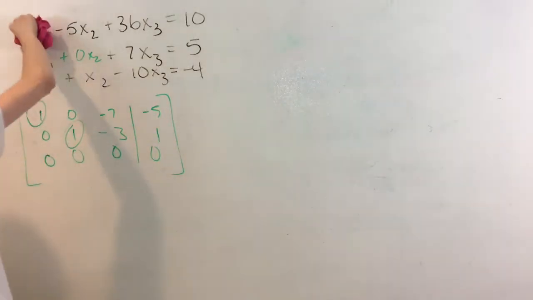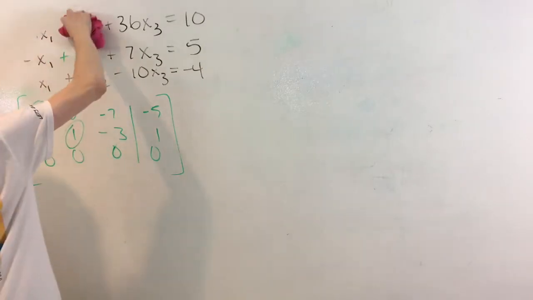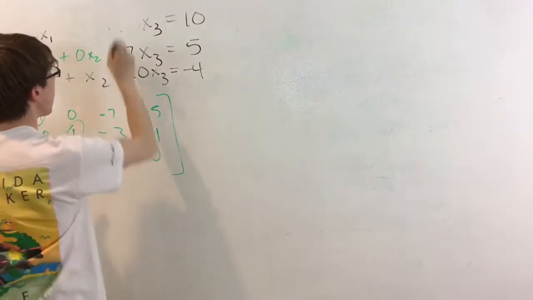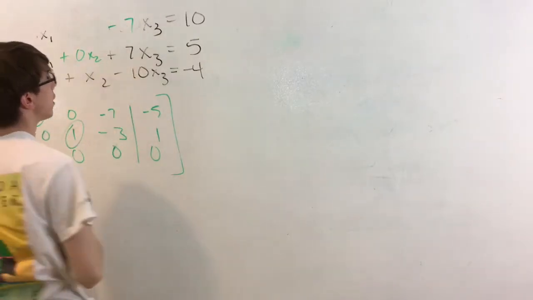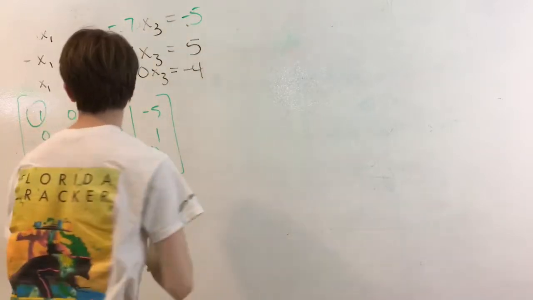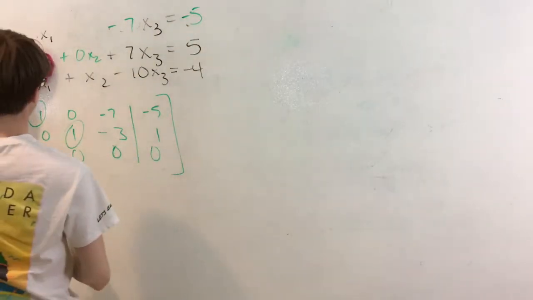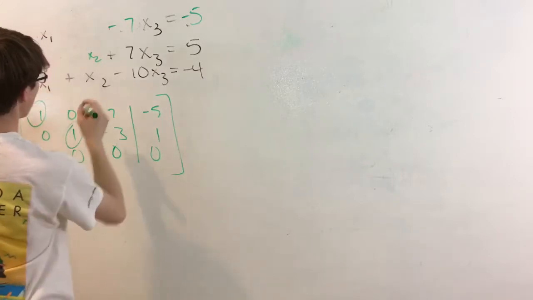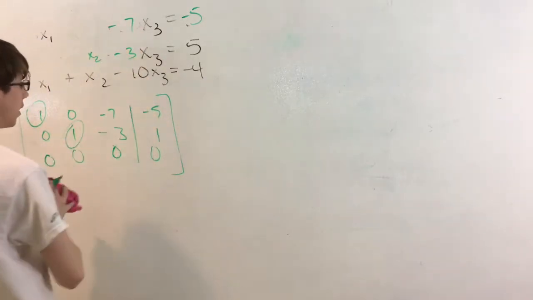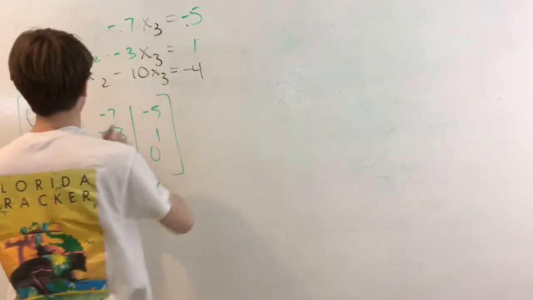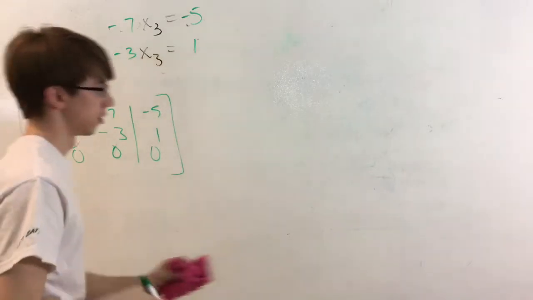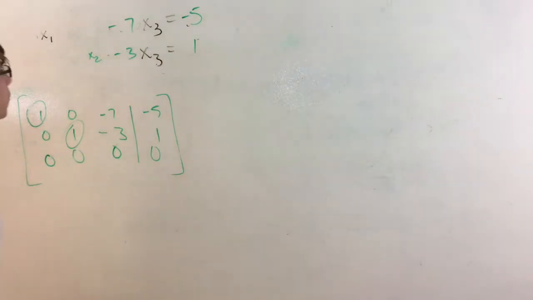So we'll end up with x1, that becomes 0, and then -7 x3, and is equal to -5. All right, and then we have this is 0, this becomes 1, and then this becomes -3, and this is 1. And this is 0 equals 0. So what do you see that is common between both of these?